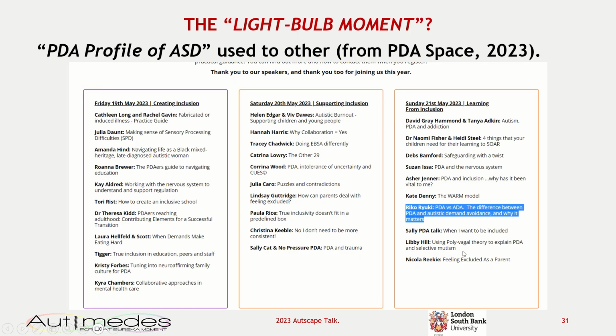Yeah, this is an example which I often refer to. So 2-3 months ago, there was a PDA conference by PDA Profile of Autism advocates, and there's a talk by Riko Ryuki called PDA versus ADA, the difference between PDA and autistic demand-avoidance and why it matters. If you're telling me that PDA's demand-avoidance is different to autistic demand-avoidance, you're literally telling me that PDA's demand-avoidance, which is its central feature, by the way, is different from the demand-avoidance seen in autism. So what that means is you're literally telling me and other people that PDA is not autism.